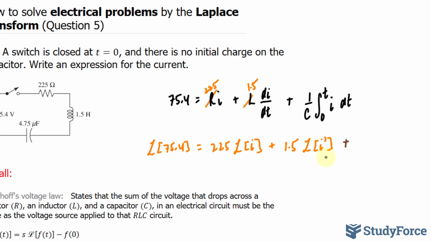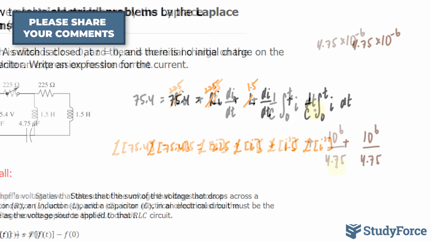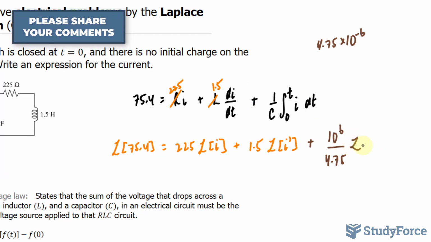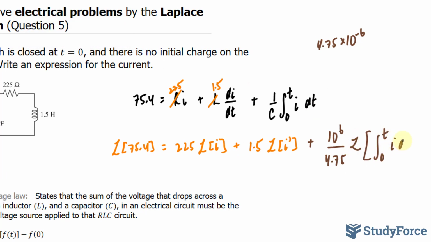Plus 1 over C, and our capacitance is 4.75 microfarads. So I'll write that as 4.75 times 10 to the power of negative 6. And since we're placing this inside C, 1 over this expression is the same thing as 10 to the power of 6 over 4.75. And taking the Laplace transform of an integral can be represented like this: the integral between 0 and t of I dt. Now I have to find out what the answer to each of these is. This one is easy. It's a constant, so we take 75.4 and multiply it by 1 over s.